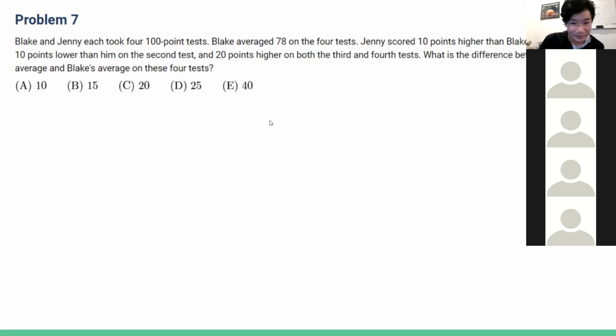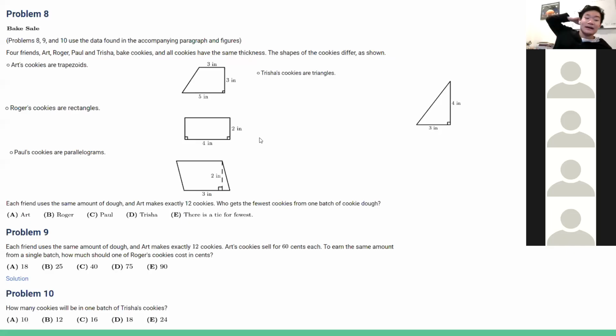All right. So this one's a bit strange. These are actually connected. I haven't seen this much in the AMC 8, but problem 8, 9, and 10 are actually related. So refer back to problem 8 when you're working on 9 and 10 as well. I will give you guys around 7 to 8 minutes for this one. Good luck.